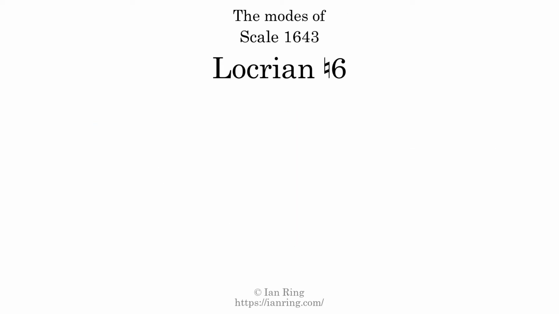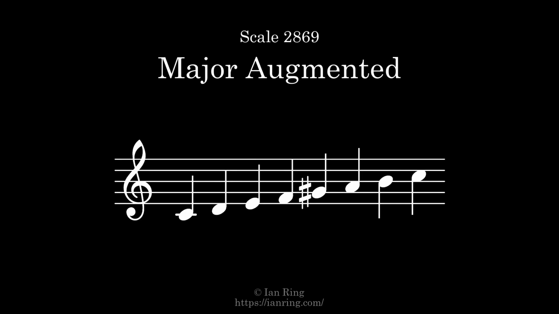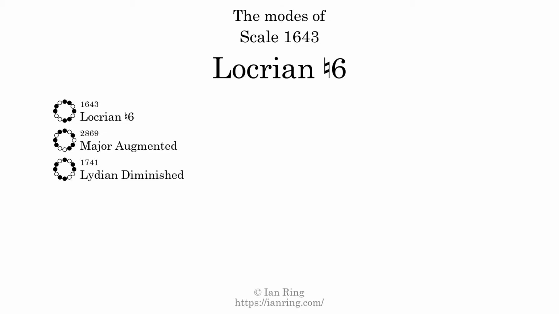This scale has 7 modes. The first mode is itself. The second mode is scale 2869, also known as major augmented. It sounds like this. The third mode is scale 1741, also known as Lydian diminished. It sounds like this.